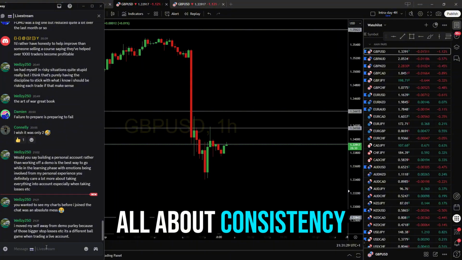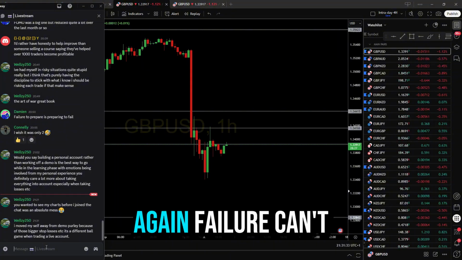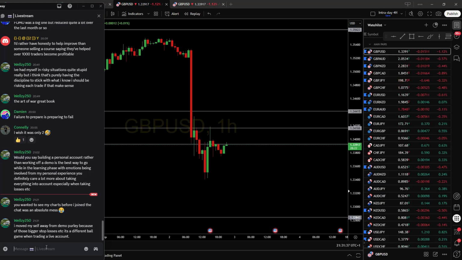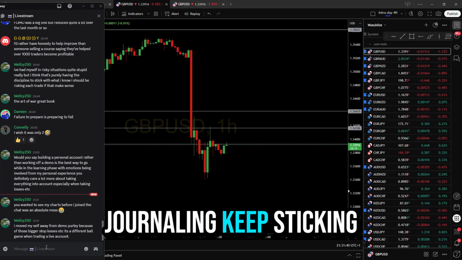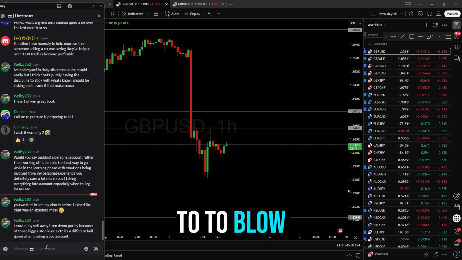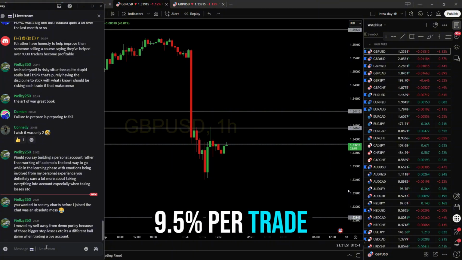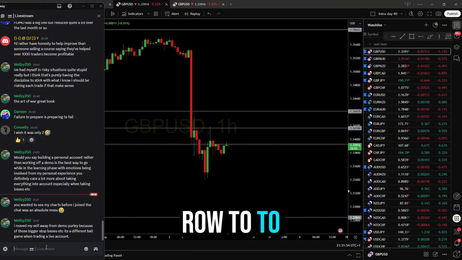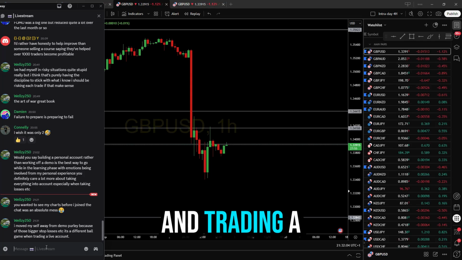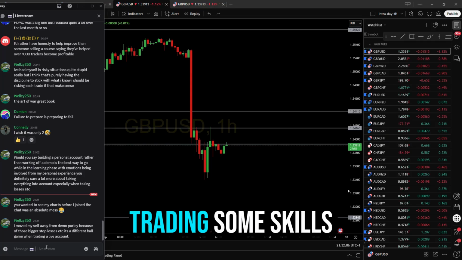It's just all about consistency. Slow gains, again, failure can't compete with persistence. You just got to keep trading, keep journaling, keep sticking to your plan. Now, to blow a funded account, obviously, if you're risking 1%, if you're risking 0.5% per trade, it's like 24 trades in a row to breach the account. It should be impossible if you're well risk managed and trading a plan and have some knowledge of trading, some skills.